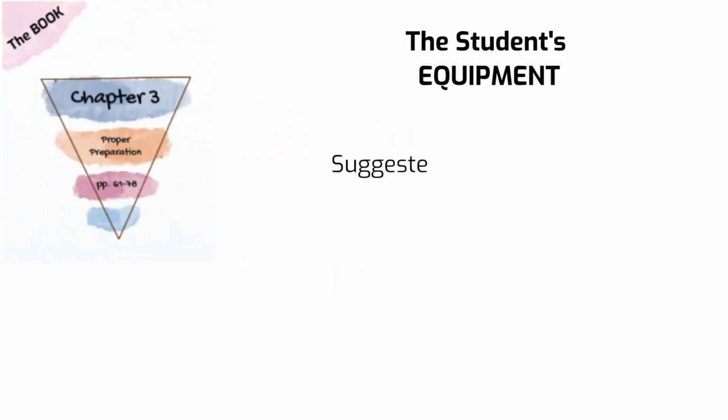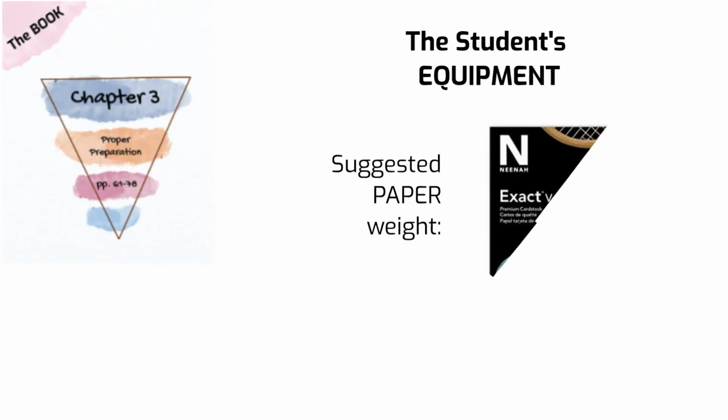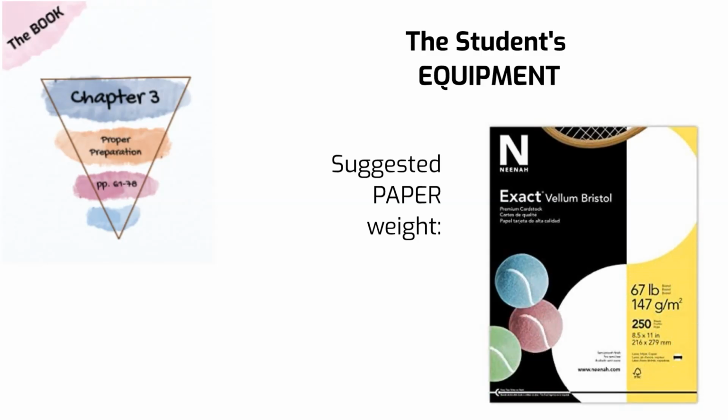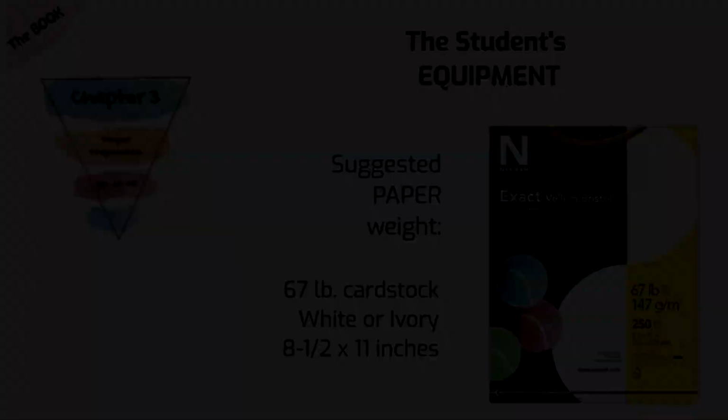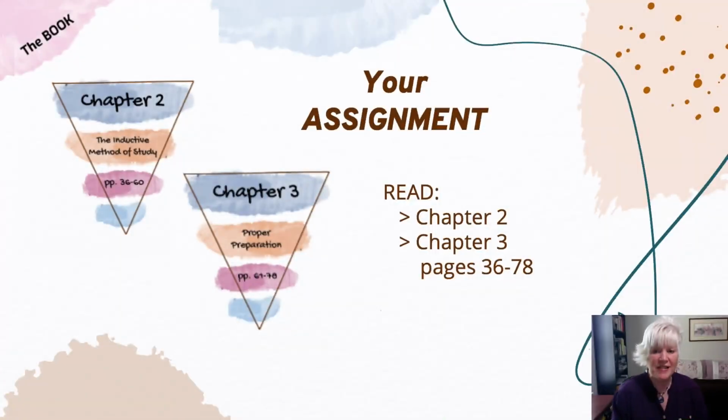The book encourages you to use a heavier weight paper for your charts, but it doesn't give a specific weight. This is my choice, a 67-pound premium cardstock, and I prefer it in ivory. And that's it for Chapter 3. Your assignment is to read these 2 chapters, Chapters 2 and 3. That's pages 36 through 78. And then I'll see you in the next video.